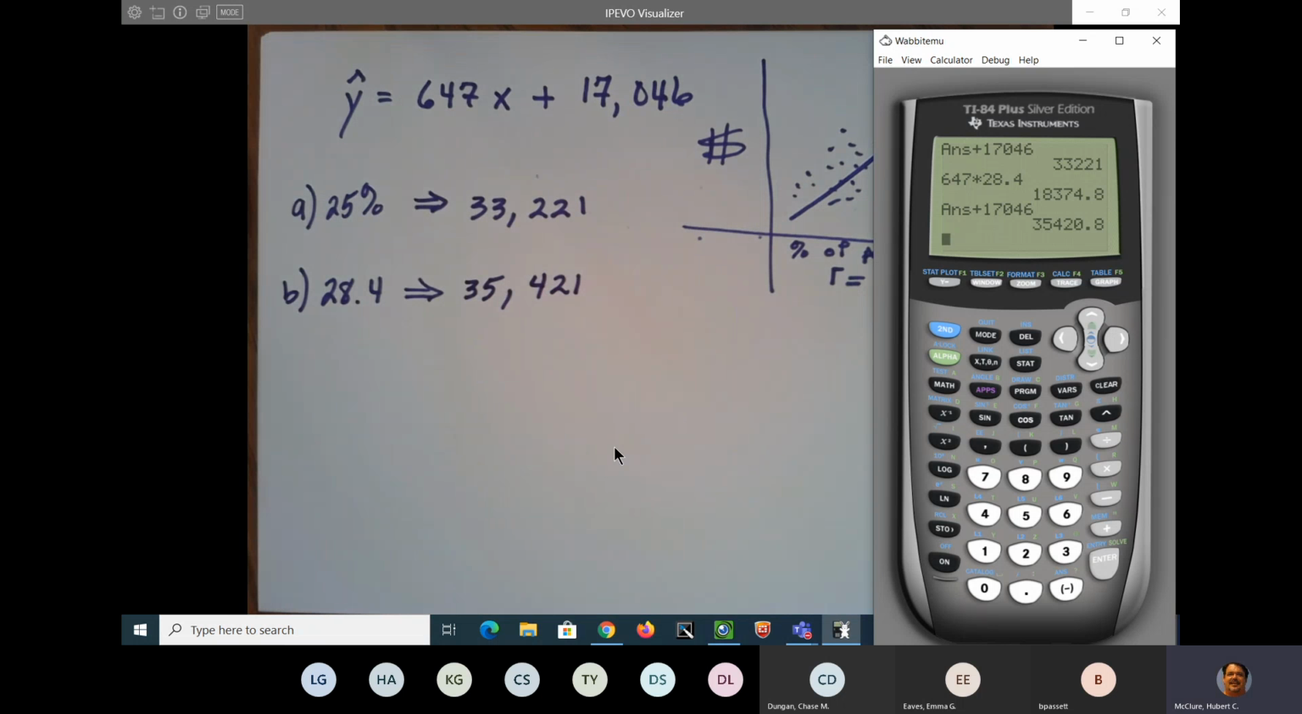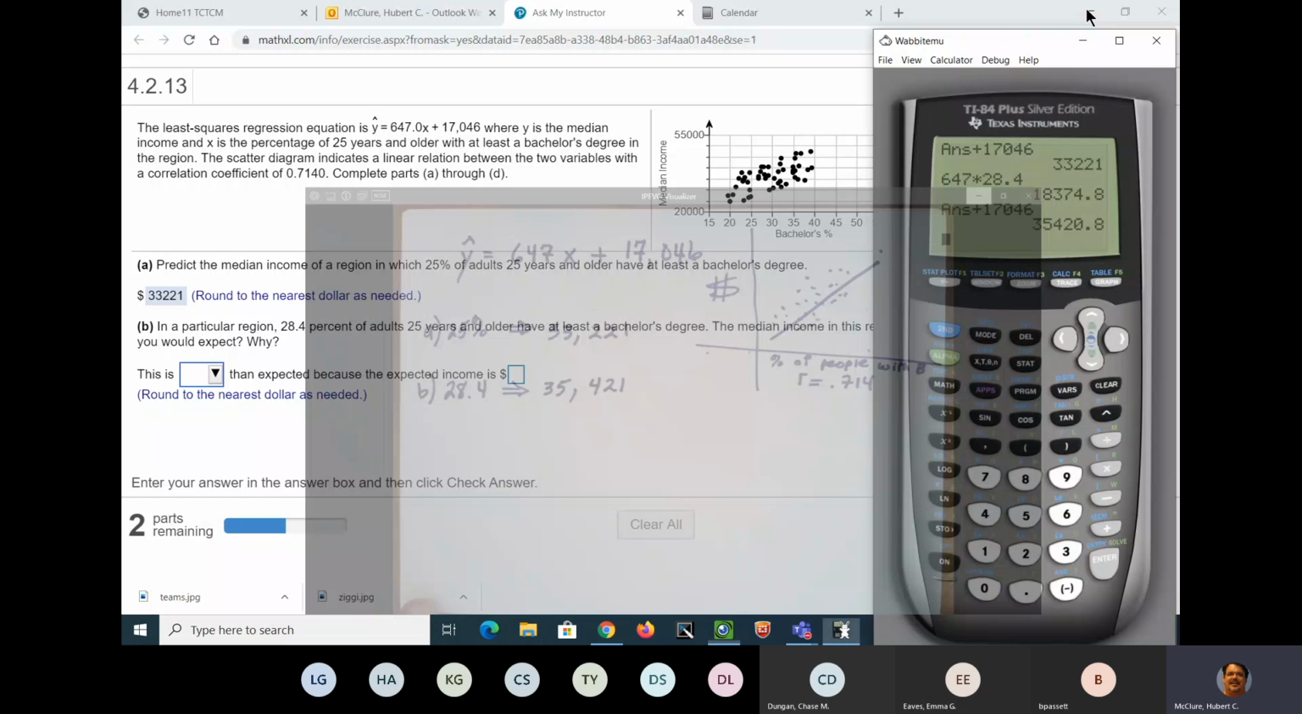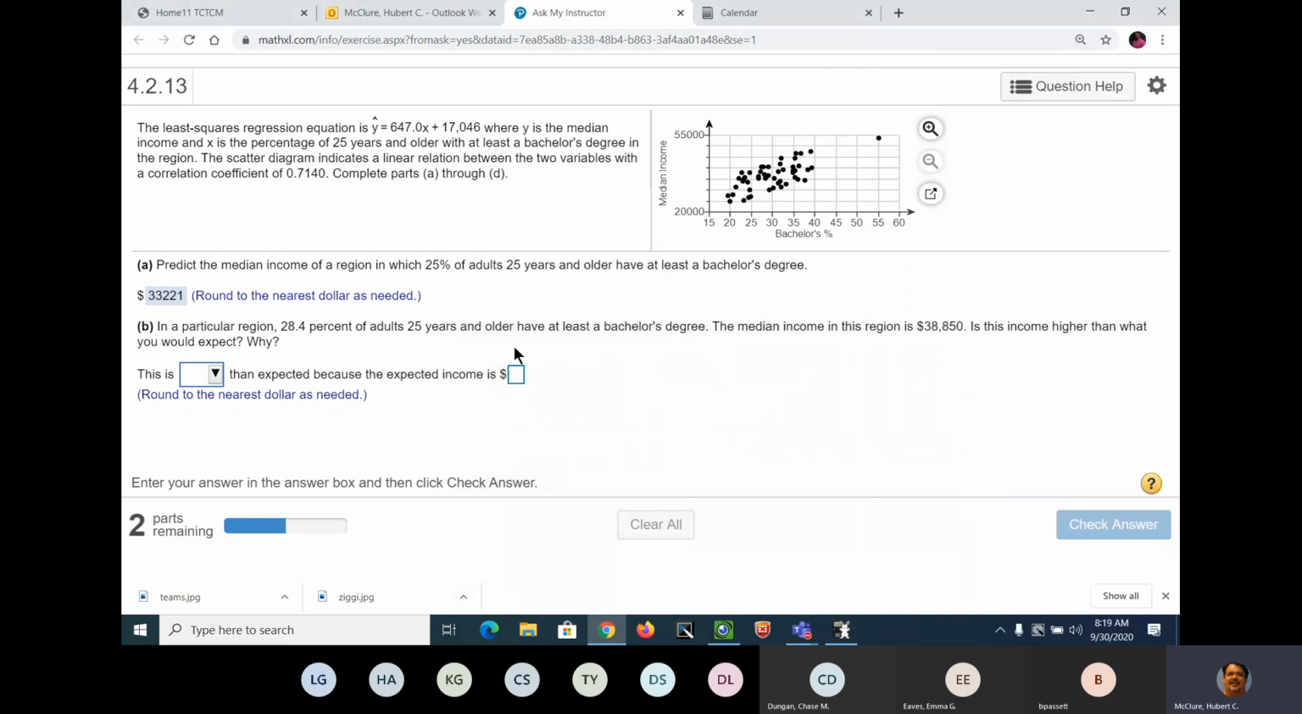Okay, now the confusing part is the question, because the way they word the question is terrible. Why do I say it's terrible? It's okay until this period where it says bachelor's degree. The problem, in my opinion, is the median income in this region is 38,850, and that's fine. Is this income, and I'm referring to this number, higher or lower than maybe the number you got?